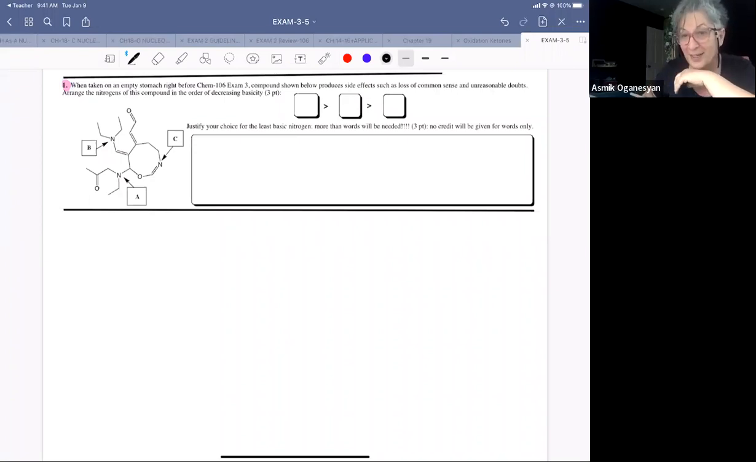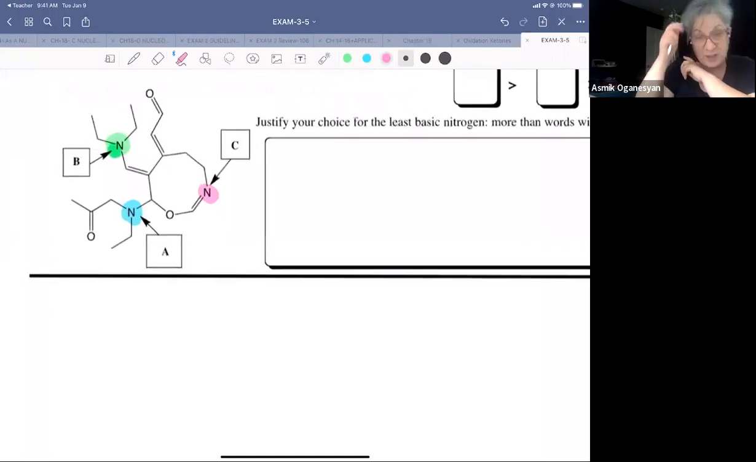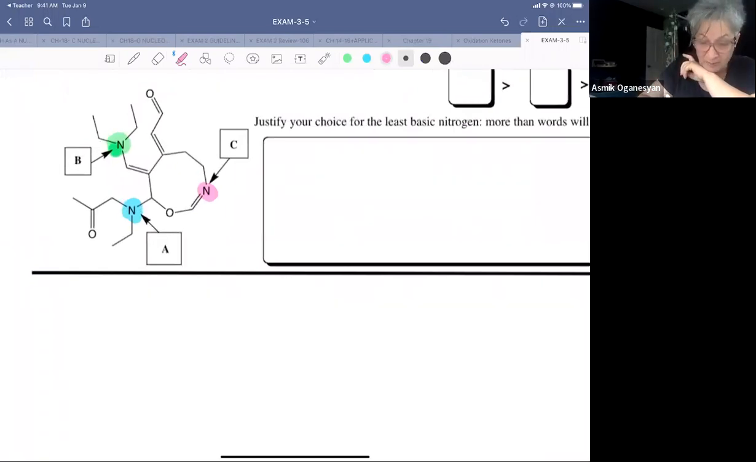So let's take a look at our basic components here. Actually, you are directed to those. So nitrogen here, and this nitrogen. And let's see what we can expect from these nitrogens being basic under the given circumstances. Let's put the lone pairs of electrons on. I'm going to start with A.